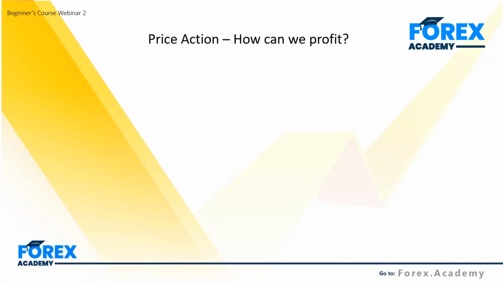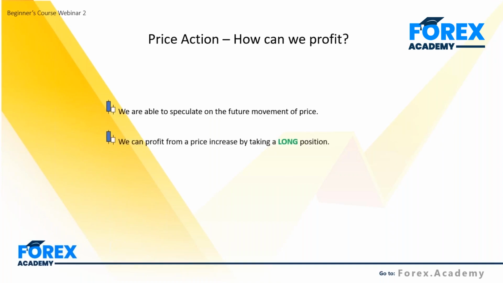So how can we profit? How can we profit in these markets? We're able to speculate on the future movement of price. This is what we do as traders. We can profit from a price increase by taking a long position. So when you buy a market, guys, that is known as taking a long position. So you can say, well, I bought the oil market at 61.50. You're effectively long the oil market at 61.50. So when you hear traders talk about those positions, that's what they're referring to.